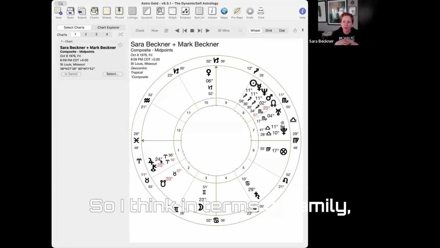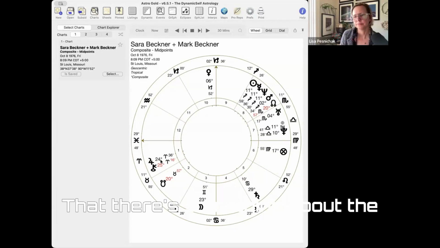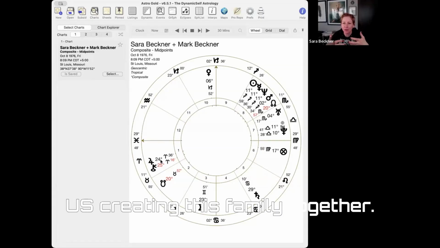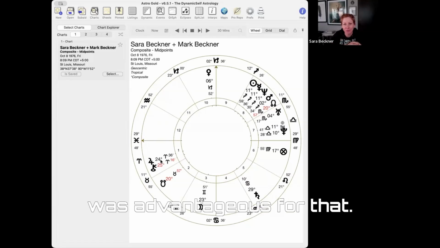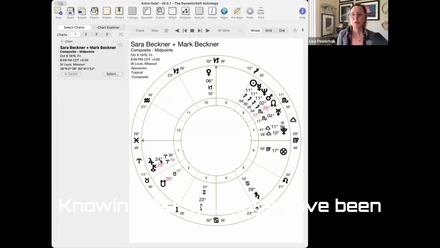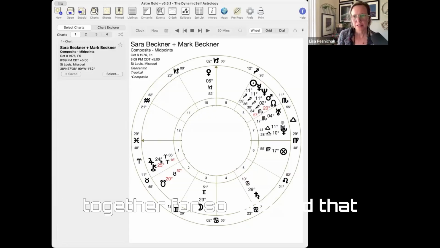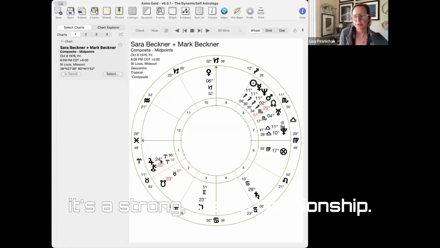So I think in terms of family, the moon as the universal significator of family and all of us having fire moons, there's something about us creating this family together. There's a synastry there that was advantageous for that. Knowing that you guys have been together for so long and that it's a strong, stable relationship.